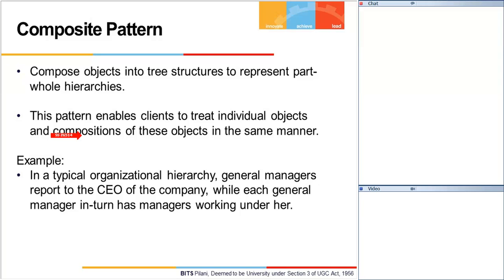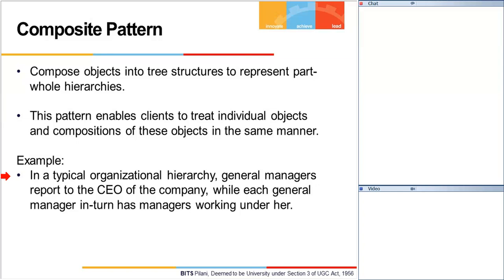So there might be individual objects or there might be composite objects. Now these composite objects are also made up of individual objects. The idea is that this pattern enables clients to treat the individual or atomic objects and the composite objects which are made out of these objects in the same manner. Let's understand this with an example.